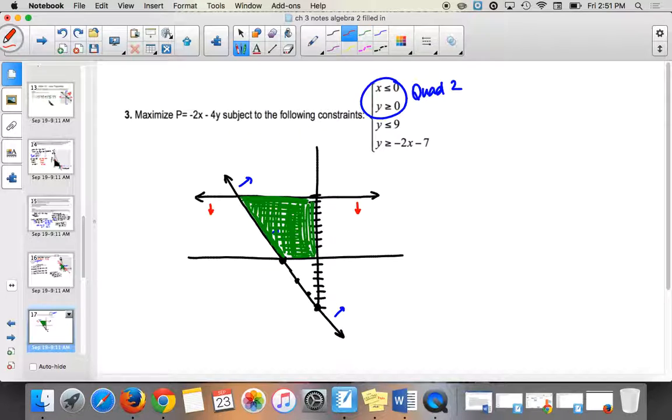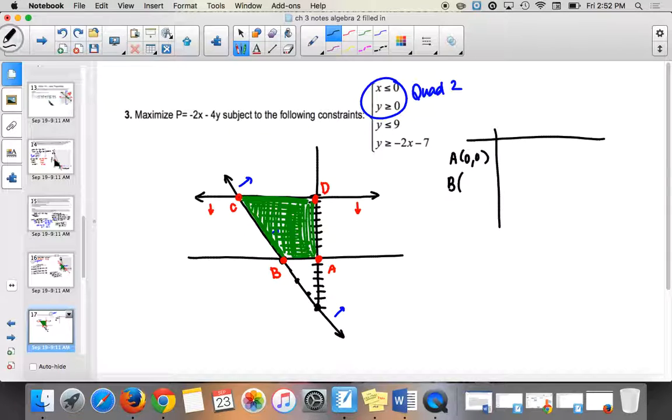All right, so we need to find the 4 corner points. You can call A, B, C, and D whatever you want. I usually go clockwise. I don't know why. It doesn't matter. And we have to find those points. So A is 0, 0.